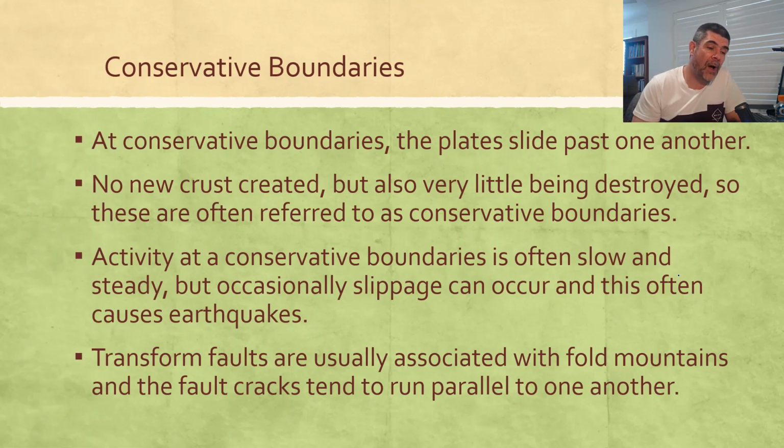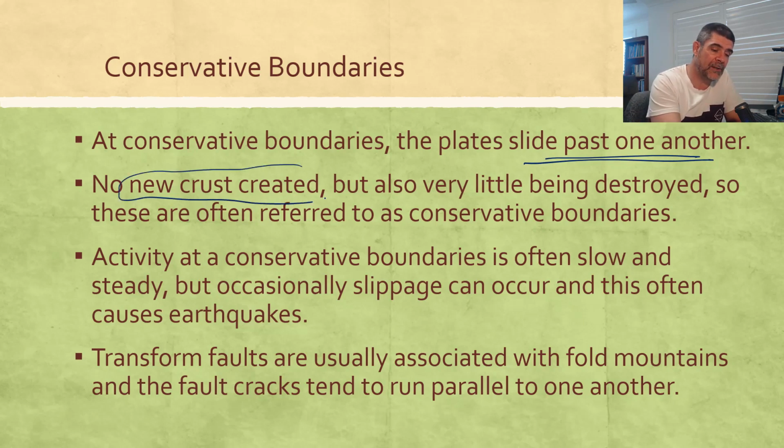The final type of plate boundary is a conservative boundary. This is where the plates are actually sliding past one another. So you don't have convergence or divergence, you just have them moving past one another. So we don't create new crust, but we also don't destroy much of the crust either. A little bit of time there may be a little grinding between the two adjacent plates, so there may be a little bit of destruction there, but not too much.